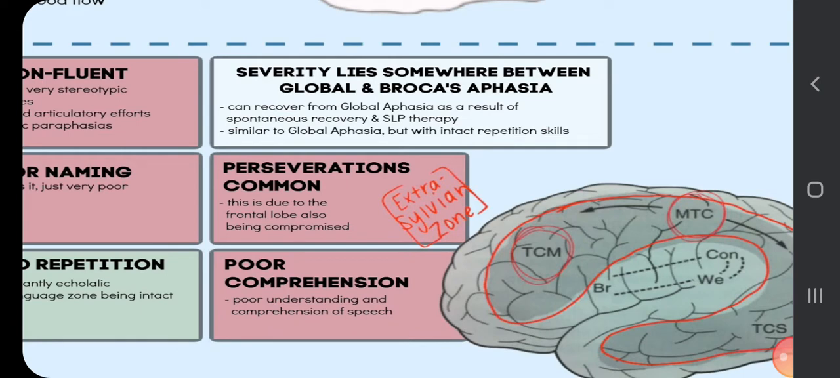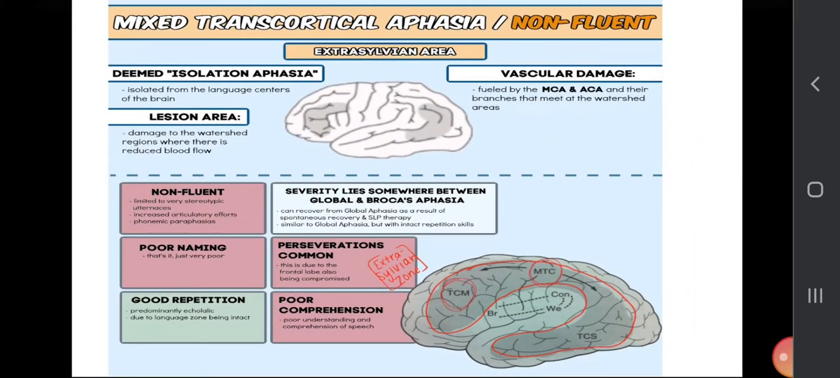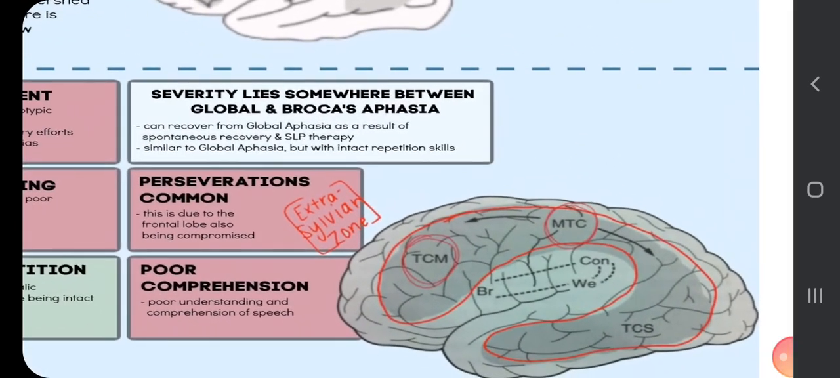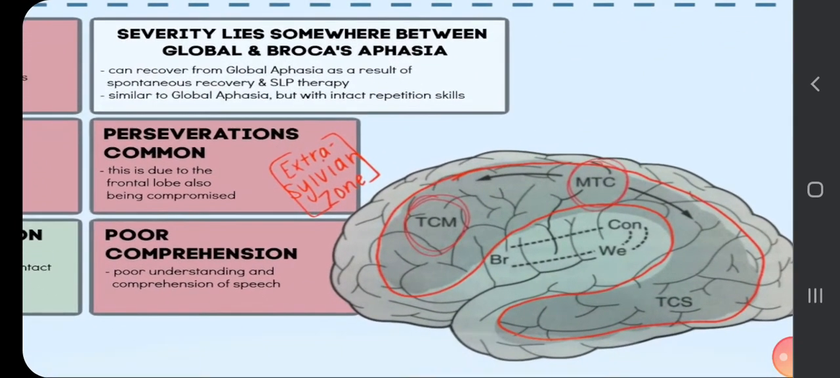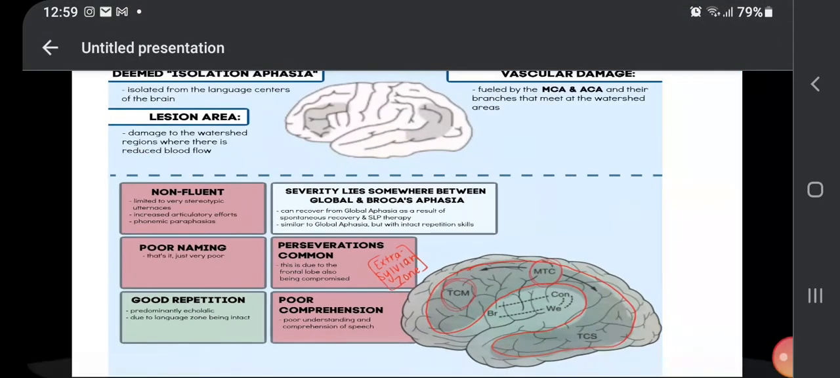Poor comprehension. They have poor understanding and comprehension of speech. They won't be able to carry out a one-step command or two-step command. So basically, transcortical mixed aphasia is similar to global aphasia, but the difference is in severity as well as the repetition ability. As you can see here, the red bordered area of the brain is also known as the extrasylvian zone.